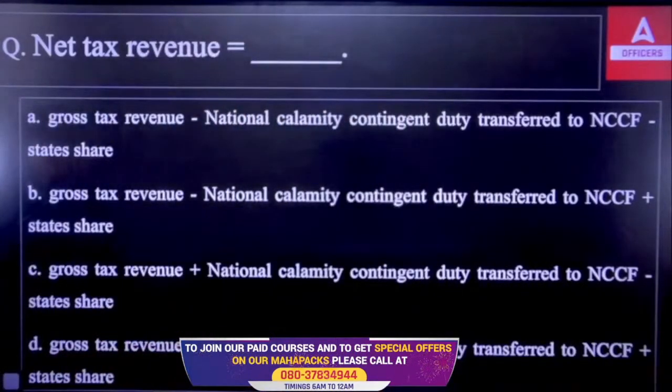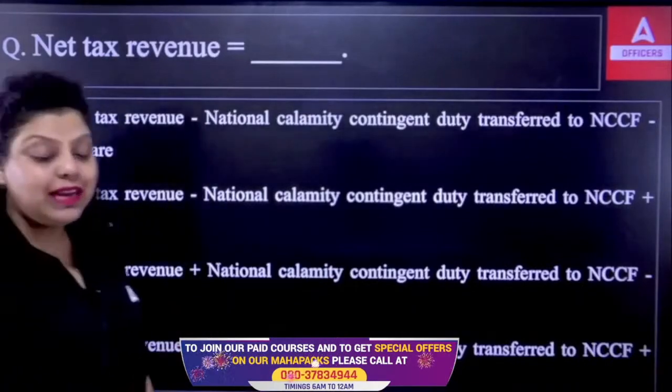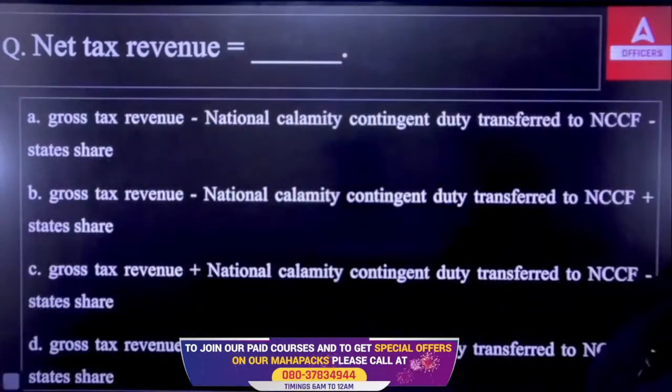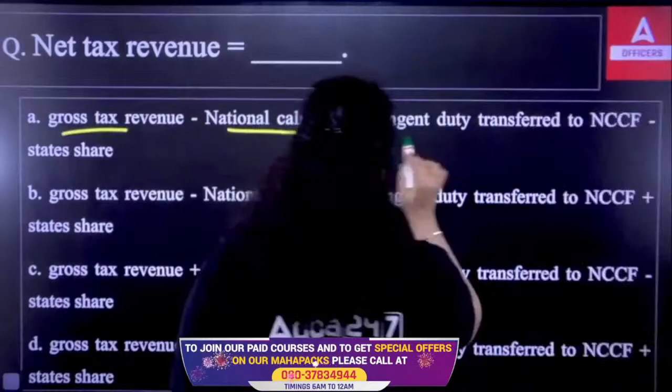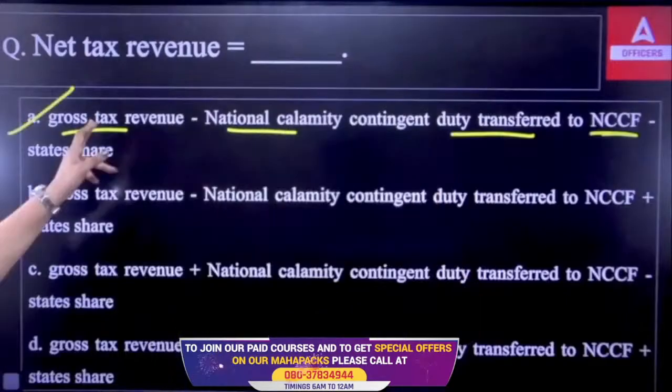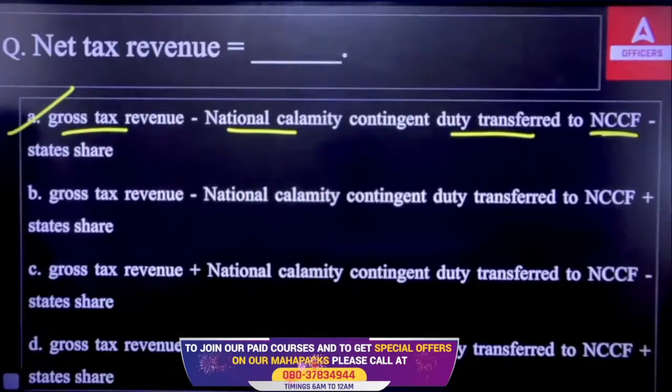Okay. So which of the following is correct in the case of net tax revenue? We are calculating tax revenue here. Gross tax revenue minus national calamity contingent duty transfer to NCCF minus state share. So this is the right option. The first option is correct here, because out of the gross tax revenue, you have deducted the value you have to pay because of the national calamity. You have also deducted the share you have to send to the state governments. After deducting all that out of your gross income from taxes, that will be your net tax revenue.